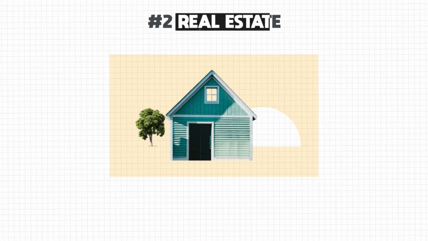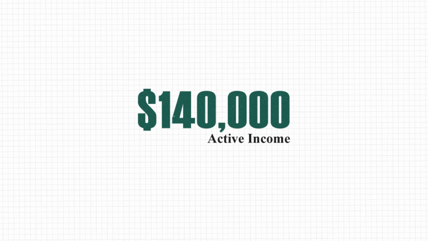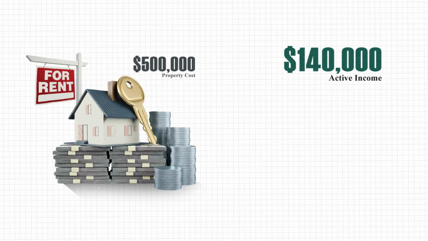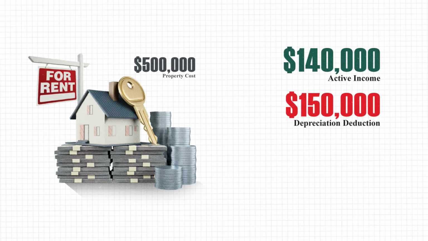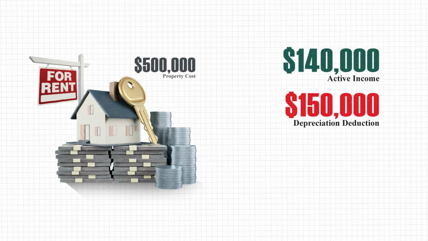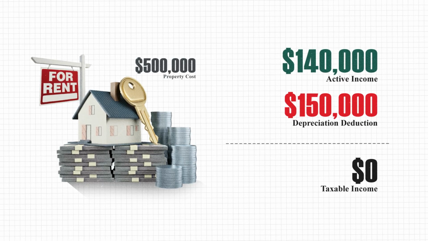Then there's number 2, real estate, like rental properties or business properties. When you buy properties like this, the tax law allows you to take a very large amount of depreciation against your purchase, which can offset a large portion of your income. For example, I had a client with about $140,000 in income who bought a $500,000 rental property that was able to take $150,000 in depreciation deductions against it to completely wipe out his income, and also paid 0 taxes as a result.